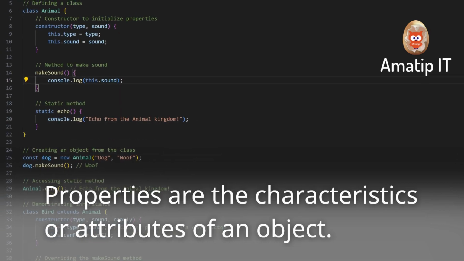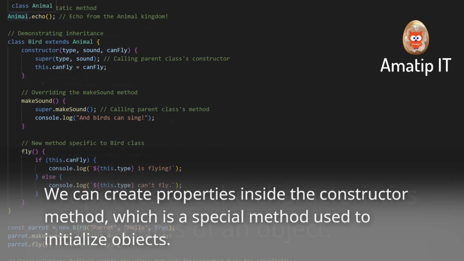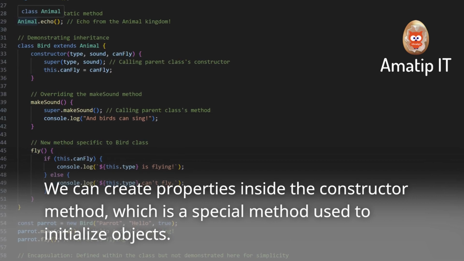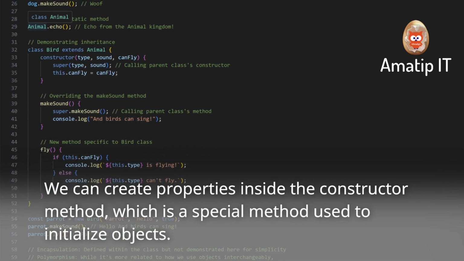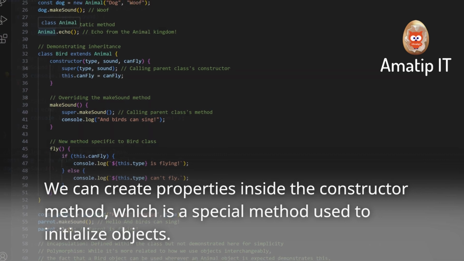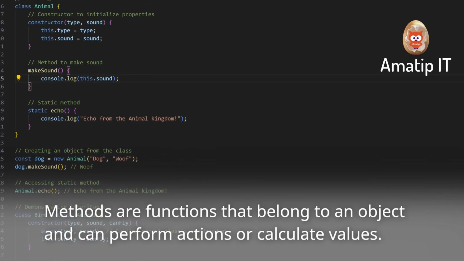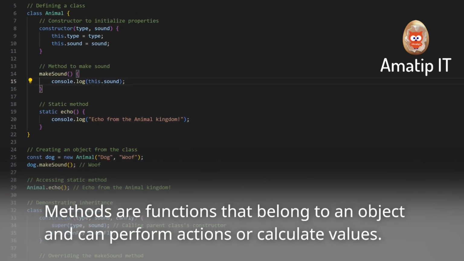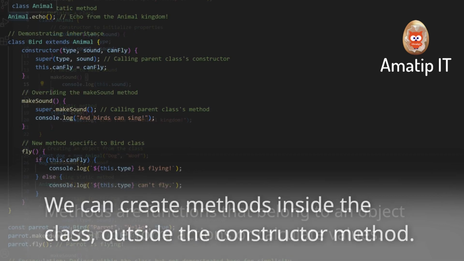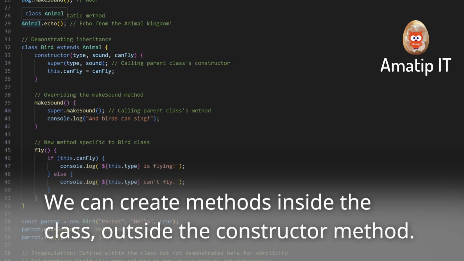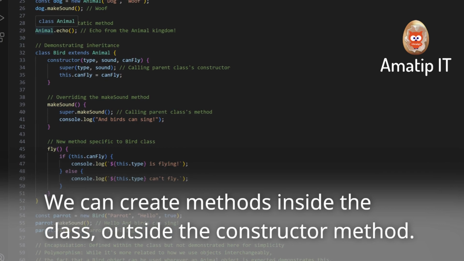Properties are the characteristics or attributes of an object. We can create properties inside the constructor method, which is a special method used to initialize objects. Methods are functions that belong to an object and can perform actions or calculate values. We can create methods inside the class, outside the constructor method.